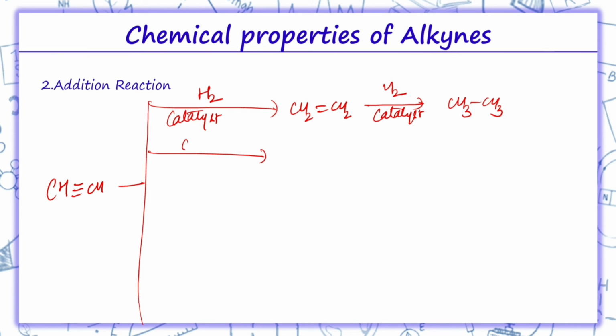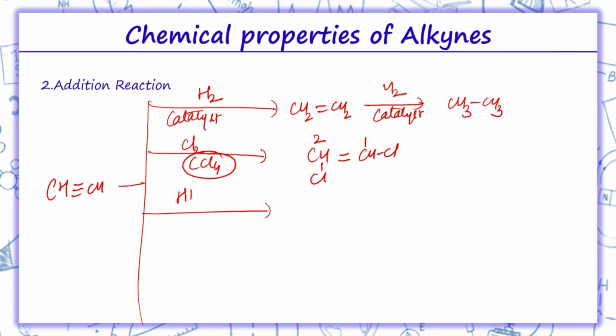Now, if we add halogens, that is Cl2, in the presence of CCl4, then on both the triple-bonded carbons a Cl group will be attached, and we will get CHCl double bond CHCl. This is known as 1,2-dichloroethene. So this is the reaction when chlorine is added to it.